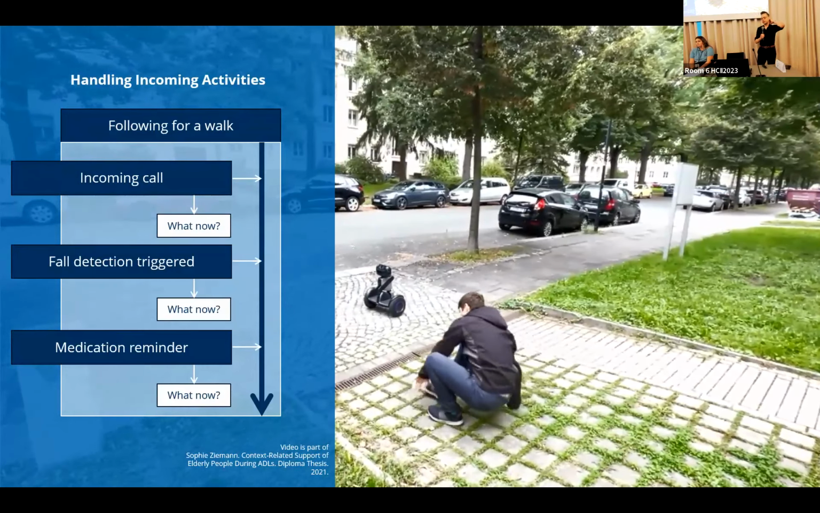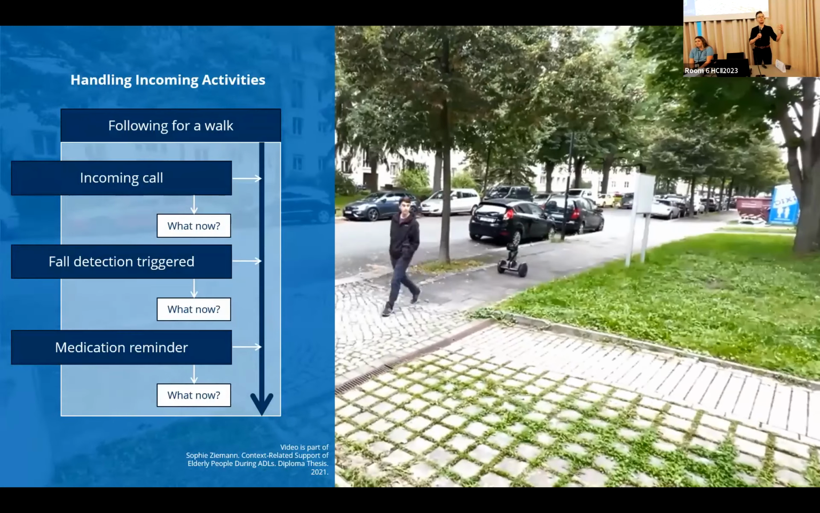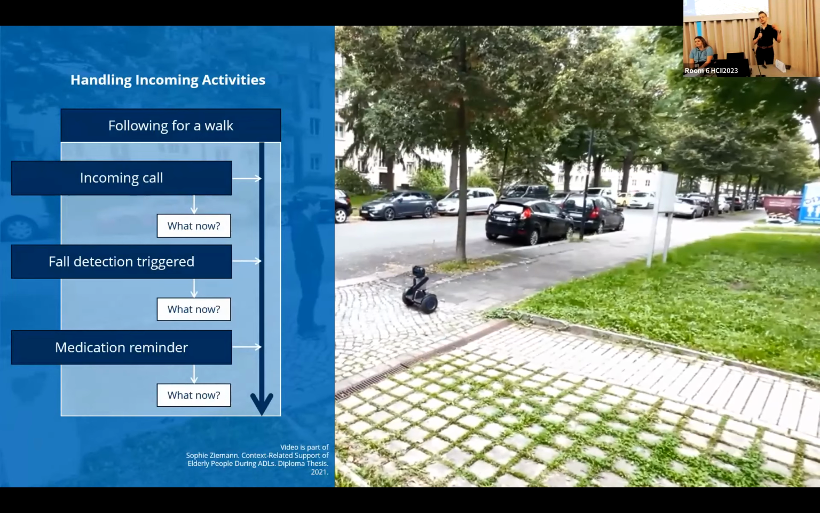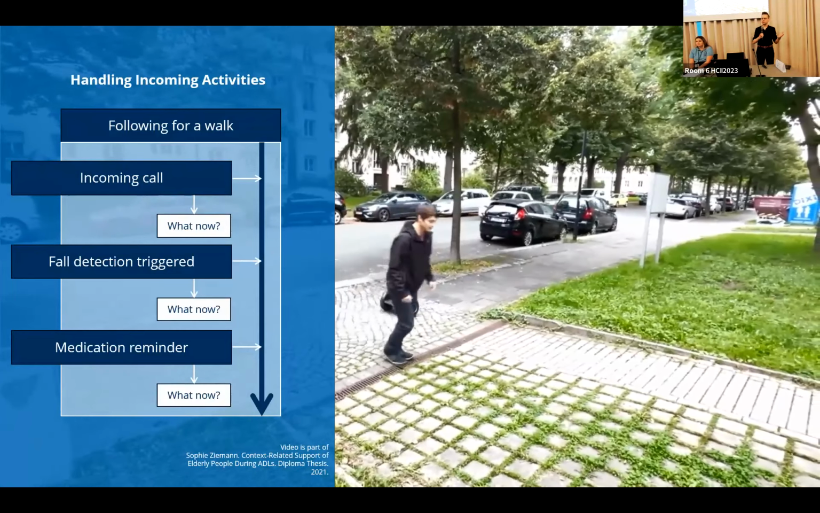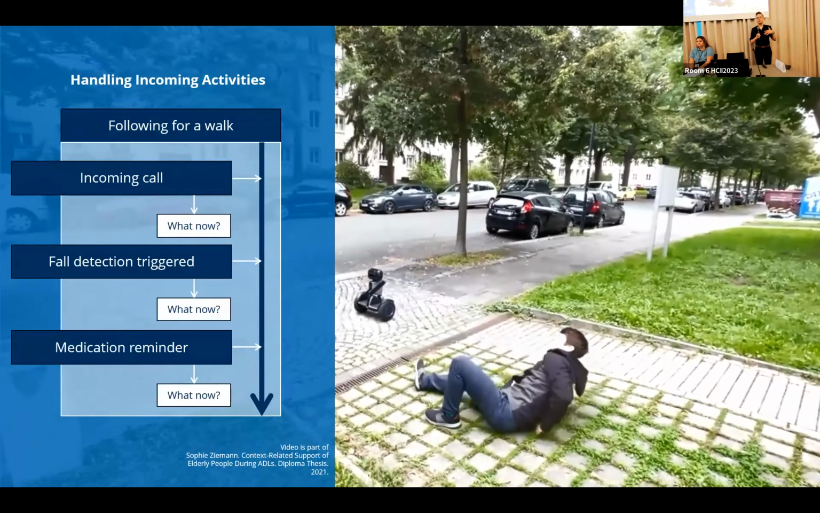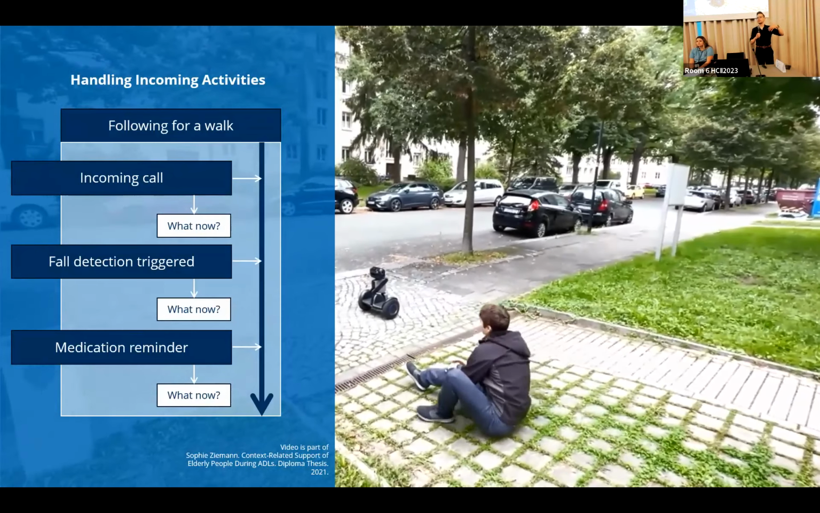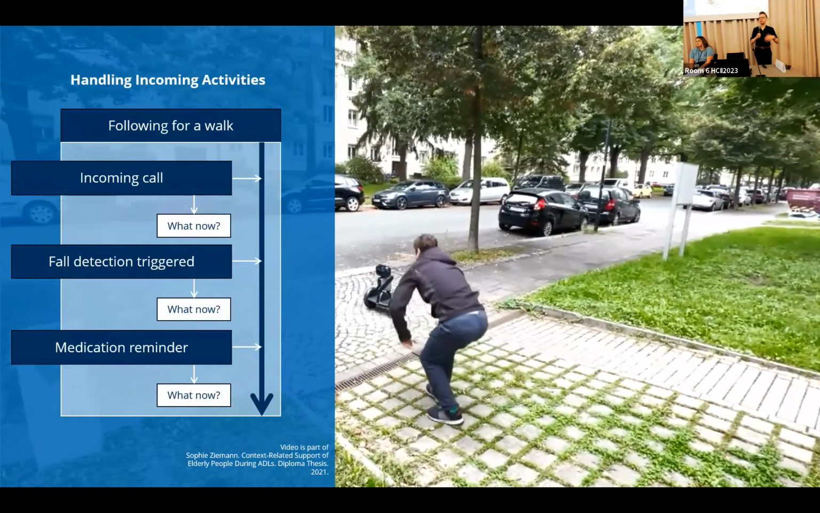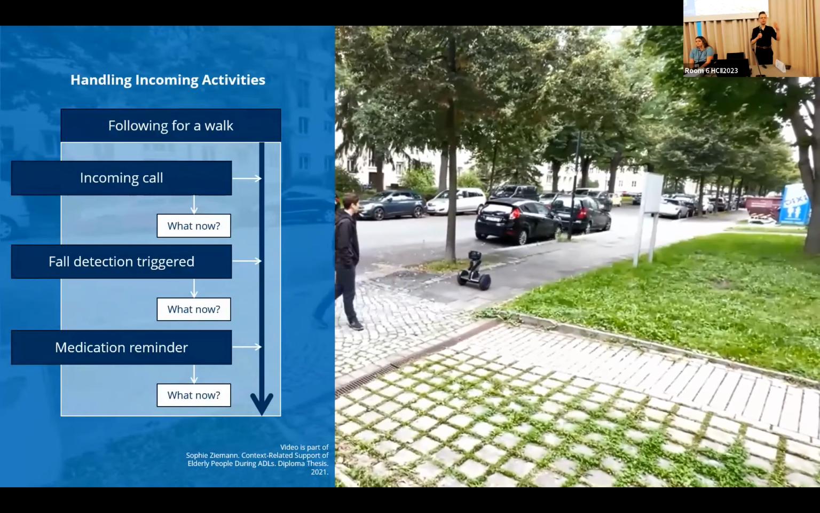So, for example, if you're going for a walk and this robot should follow you while awaiting further assistance, that's still an activity of the robot. So this following process, and then there might be something coming in, some externally triggered event. For example, there's an incoming call. Somebody wants to talk to you using that robot.